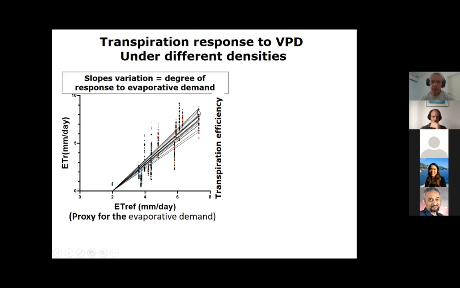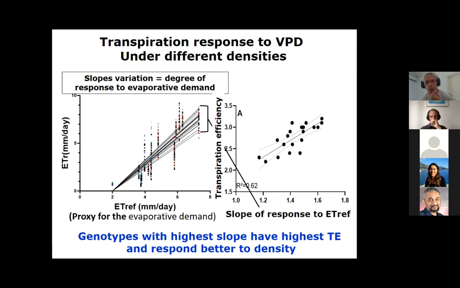What is also very interesting is that there's a link between that slope of response to the evaporative demand and transpiration efficiency. So in other words, you've got cultivars here that have a very limited response to the evaporative demand, and those have the highest water use efficiency and the highest response to density. So we established a link between the response to density and the transpiration response to VPD in those stands being exposed to different densities. So that's a very, very exciting link, which we still need to understand.